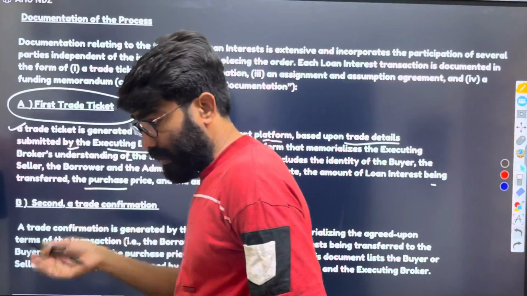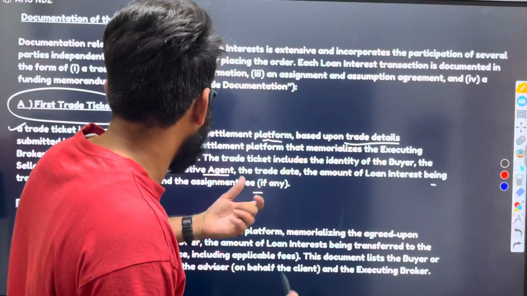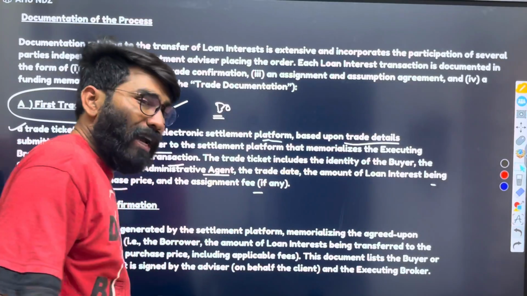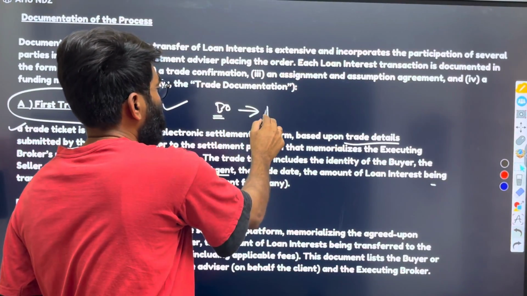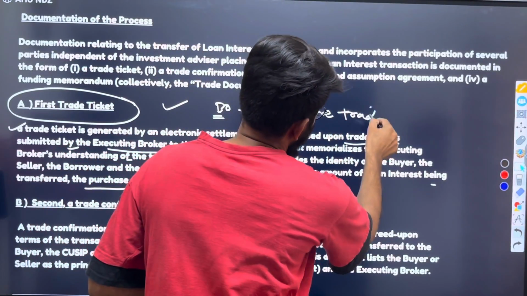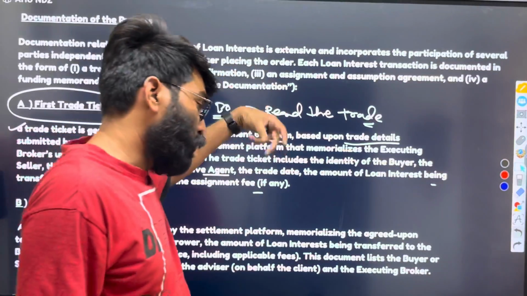When the trade tickets are executed, the back office team, meaning the loan syndication markets back office team, records the trades on the basis of the trade ticket. They only record it. They cannot settle it, but they need to record it.